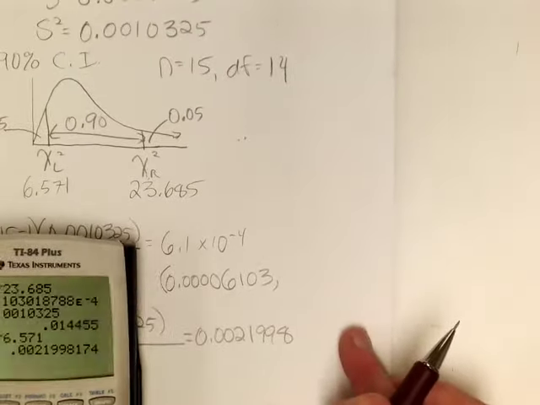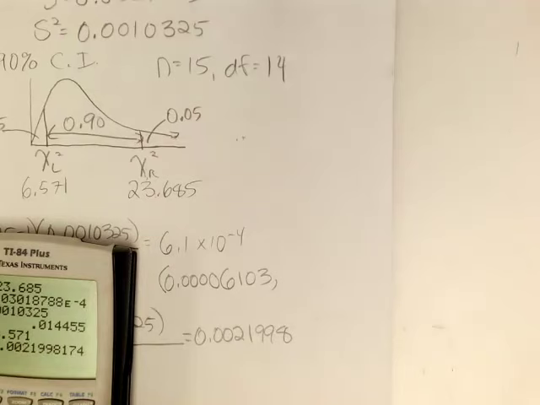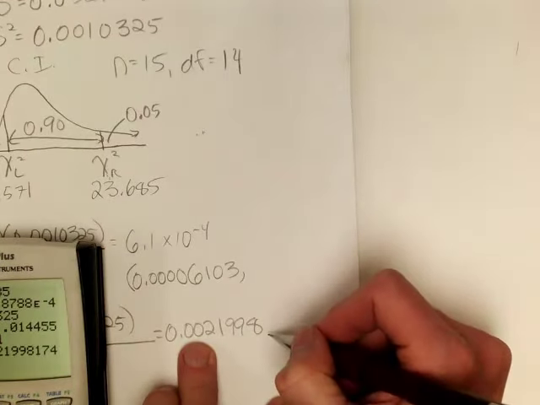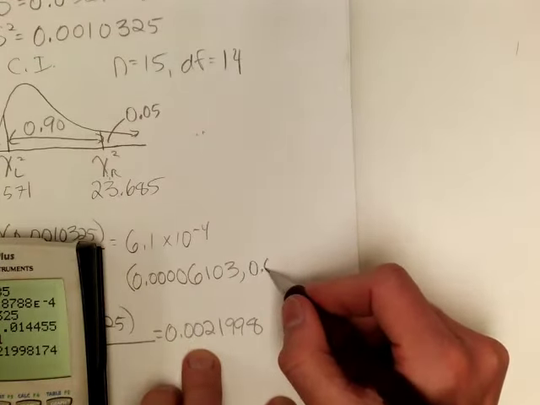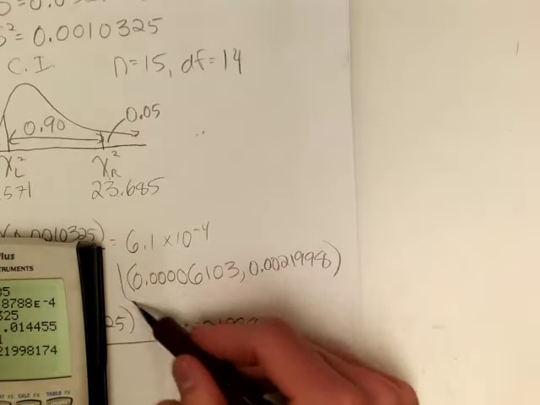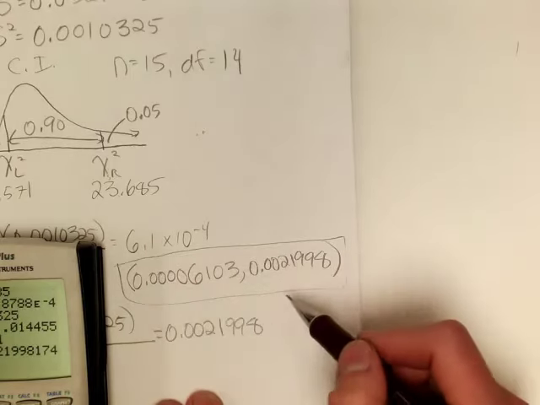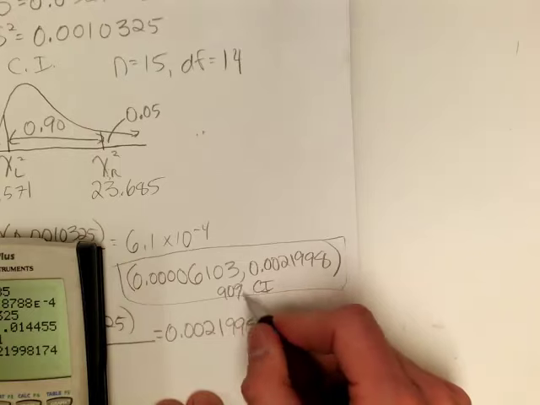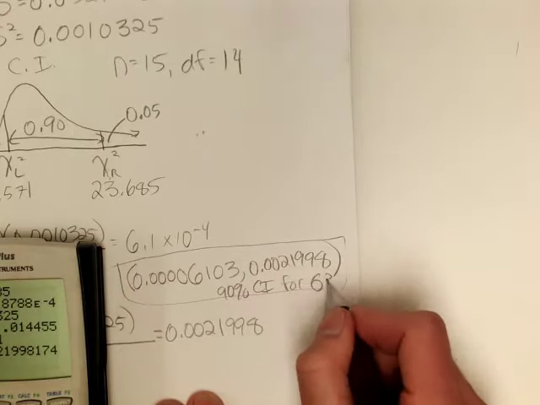For this section it's a good idea to carry out your values as far as you can. In my next video I'll go over how to get this directly in StatCrunch, which is really helpful. So this is the upper endpoint of that confidence interval. Here's our 90% confidence interval for sigma squared. This is my 90% CI for sigma squared.